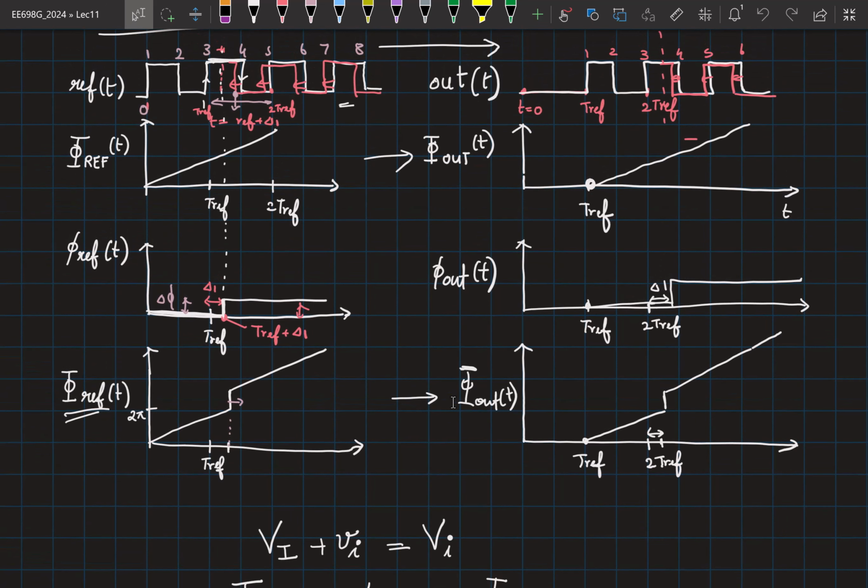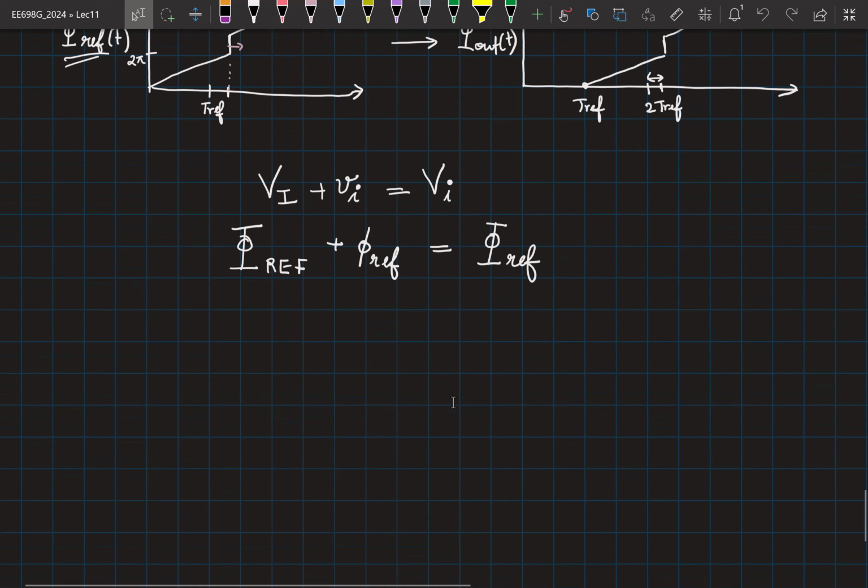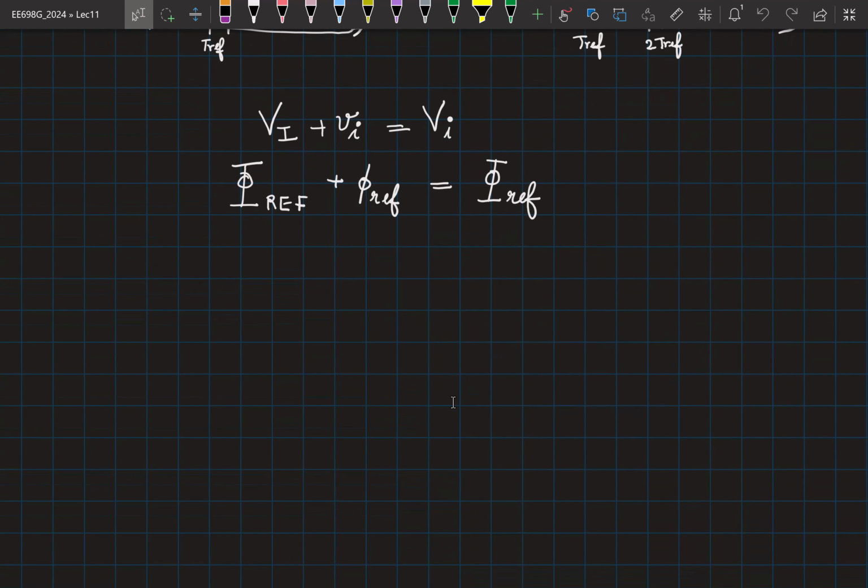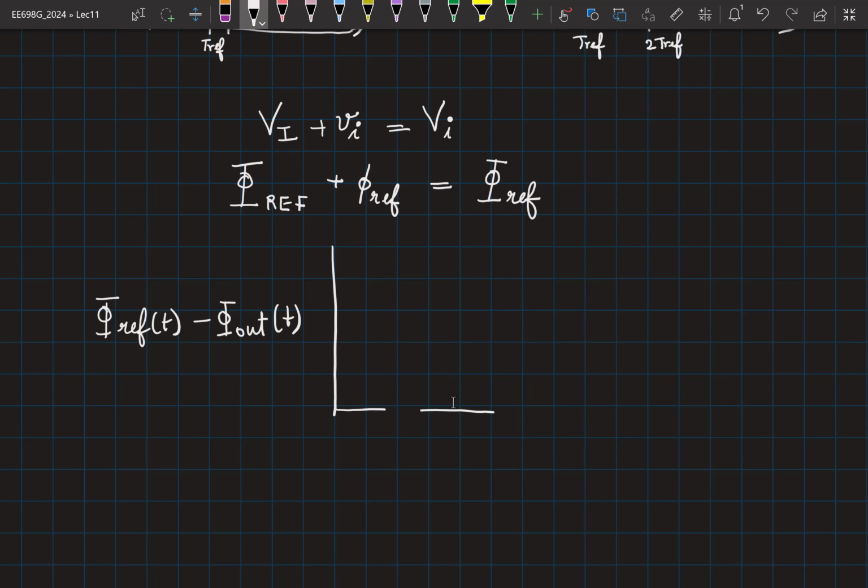So, this is to subtract the individual term and then plot. So the plot I want is this: phi ref of t minus phi out of t on the y axis, and time on the x axis. How does it look? Is it constant?